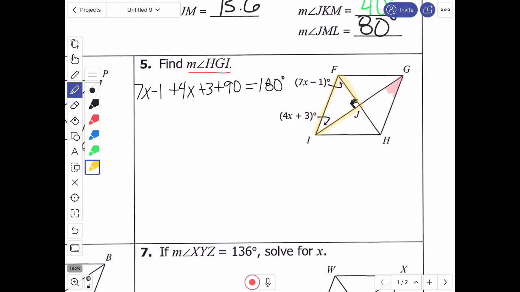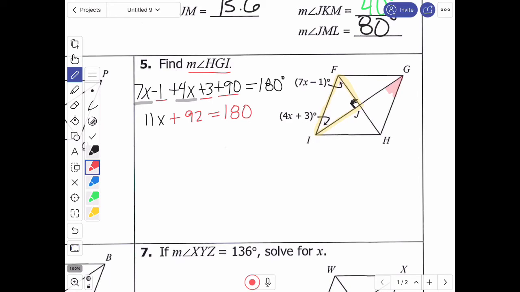So I'm going to combine my like terms. 7 plus 4, I get 11x. Then I'm going to take negative 1 plus 3 plus 90, which is 92, equals 180. I'm going to subtract 92. And 11x equals 88. Divide by 11, and x equals 8. Okay, so I have my x.